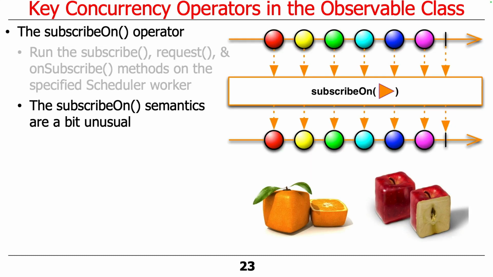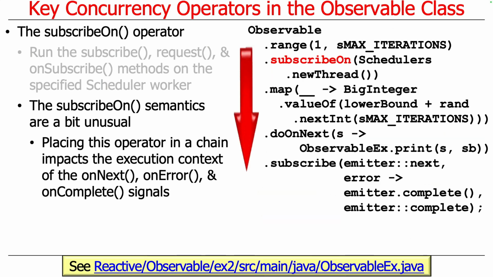The semantics of subscribe on are a little bit unusual, and let's talk about them. When you place this operator in a chain, for example, here, you'll notice we put this subscribe on method second in the chain. What this does is it impacts the execution context of all the methods, the onNext, onError, and onComplete signals in the entire chain, including things that came before it, which is a little bit wacky.